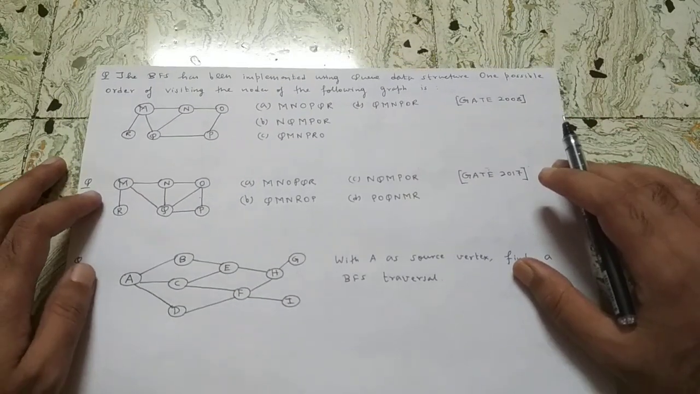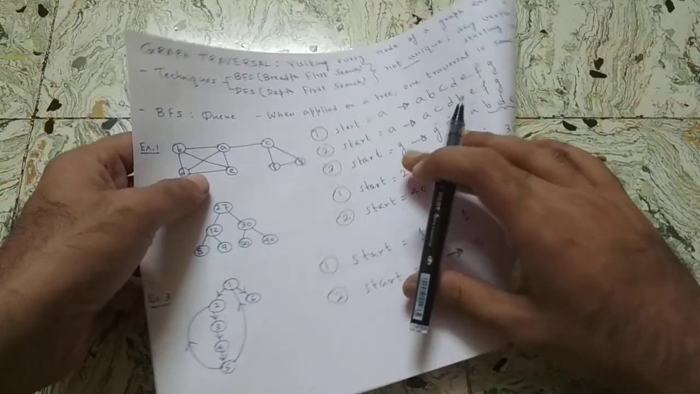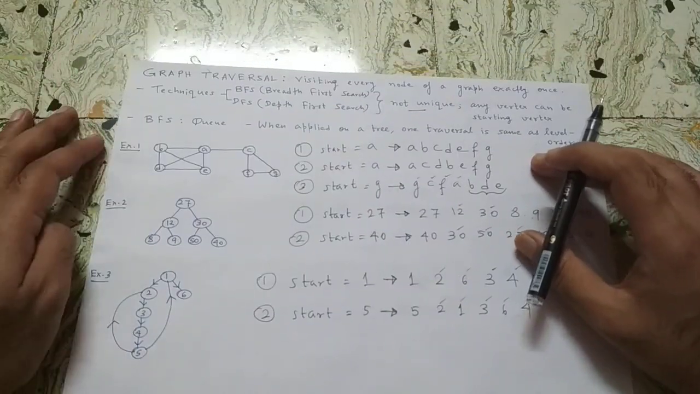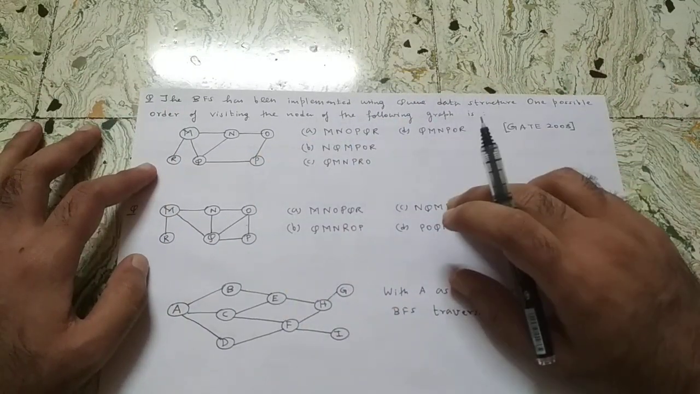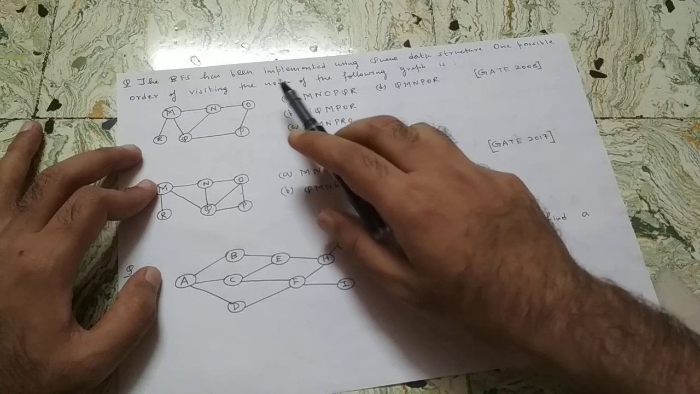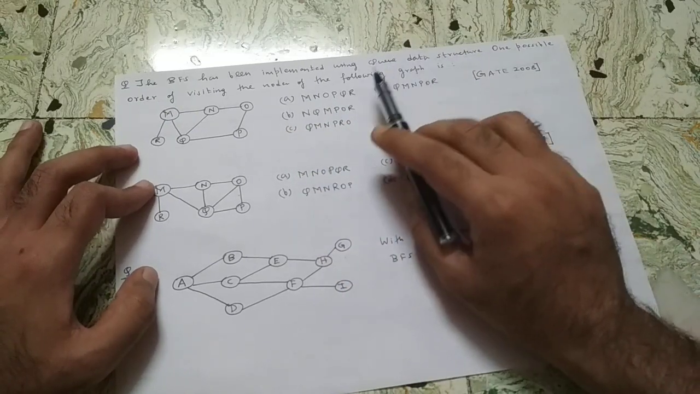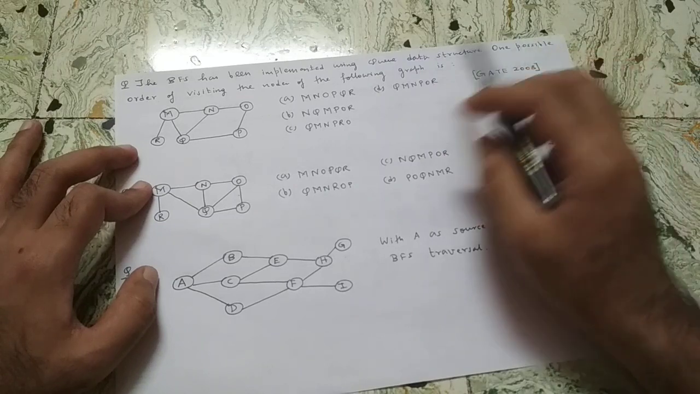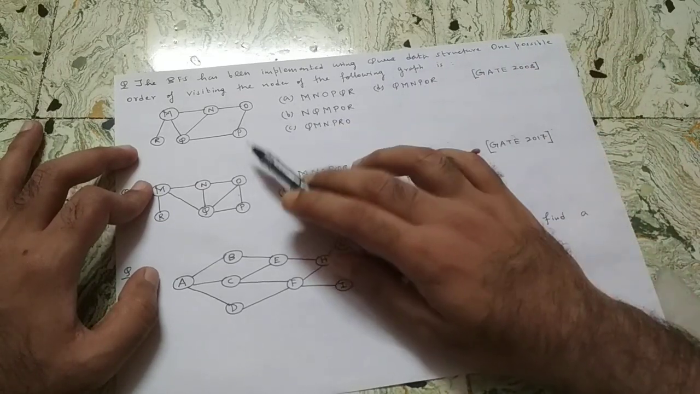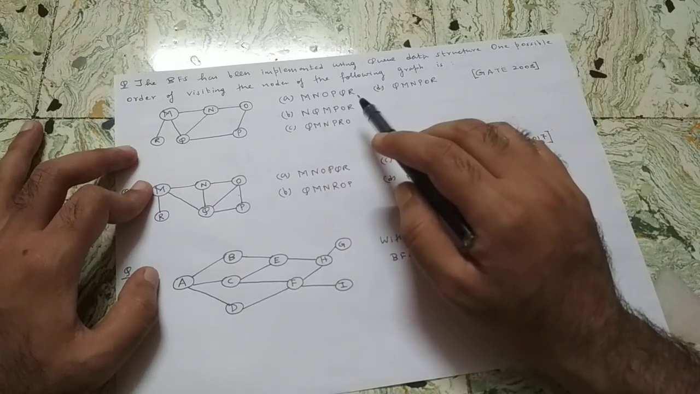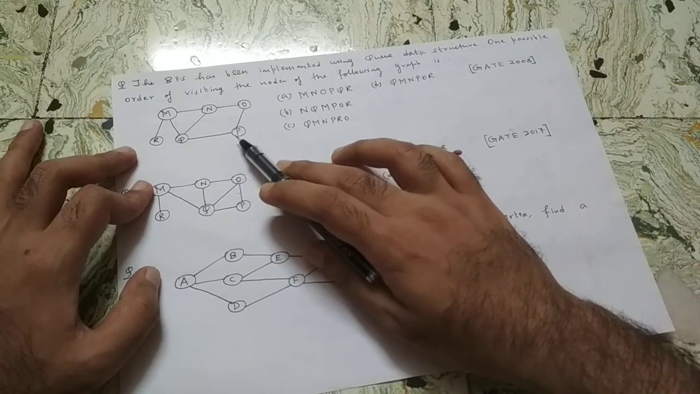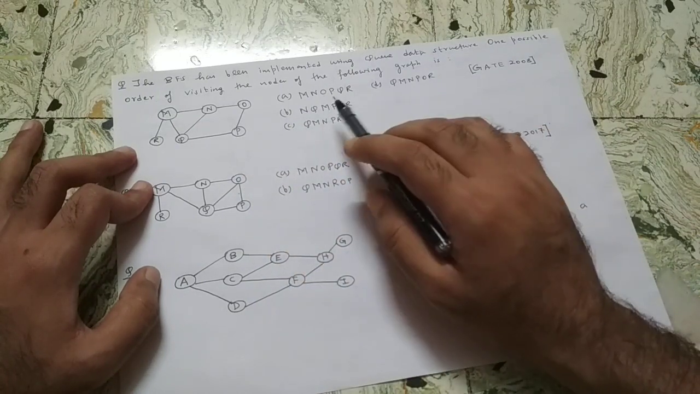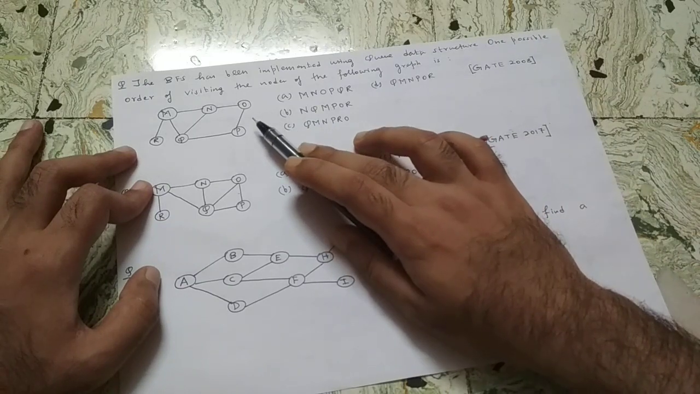Now here, the question is a bit different. In the previous cases, in these three examples, we listed out various DFS traversals on different graphs. Now, the question is a bit more restrictive. You have been given a graph and you are told that BFS has been implemented using a queue data structure. That is understood. BFS is always implemented using a queue. Now, one possible order of visiting the nodes of the following graph. That means given this graph, out of these four options, which one represents a possible BFS traversal on this graph?